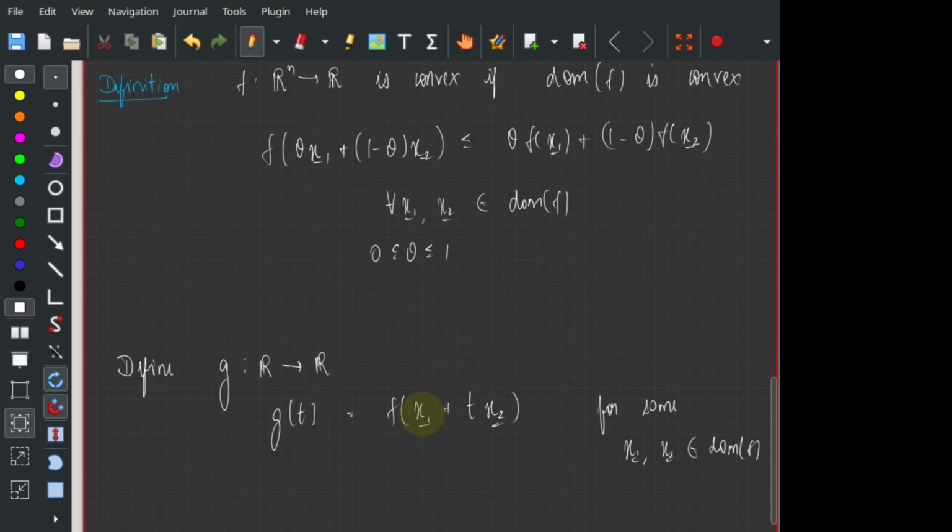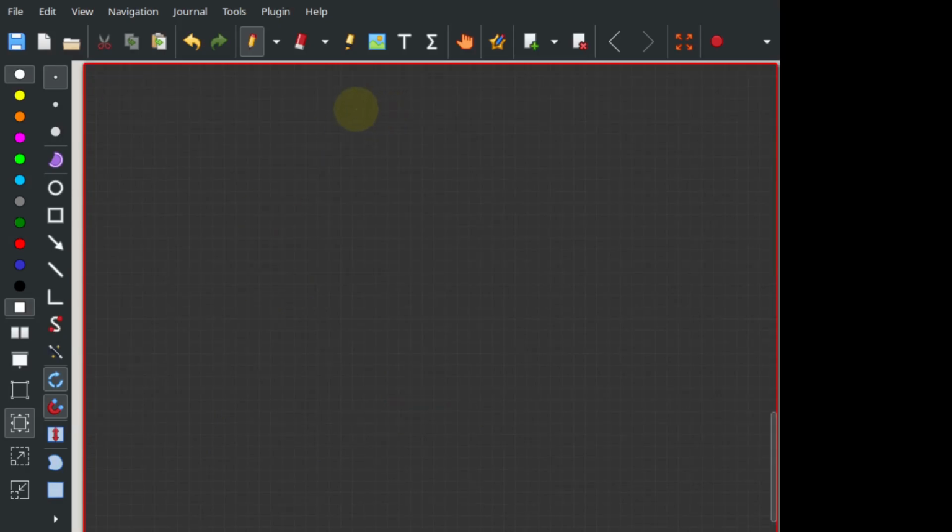Right? So in fact, this is essentially a line that originates from x1, a line passing through x1 and in the direction of x2. So if you think of f as, let's say, a three-dimensional function, it looks like a bowl. Basically, what we're doing is cutting out a slice of this bowl, right? So you have this three-dimensional bowl-shaped object.